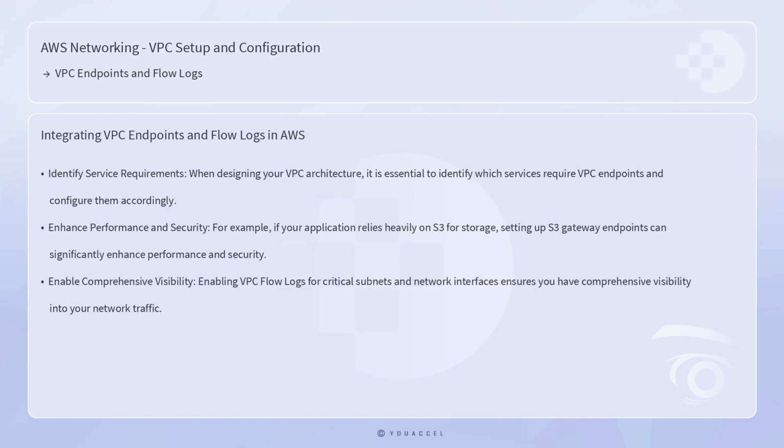The integration of VPC endpoints and flow logs into your AWS environment necessitates a strategic approach to ensure optimal performance and security. When designing your VPC architecture, it is essential to identify which services require VPC endpoints and configure them accordingly. For example, if your application relies heavily on S3 for storage, setting up S3 gateway endpoints can significantly enhance performance and security. Similarly, enabling VPC flow logs for critical subnets and network interfaces ensures you have comprehensive visibility into your network traffic.